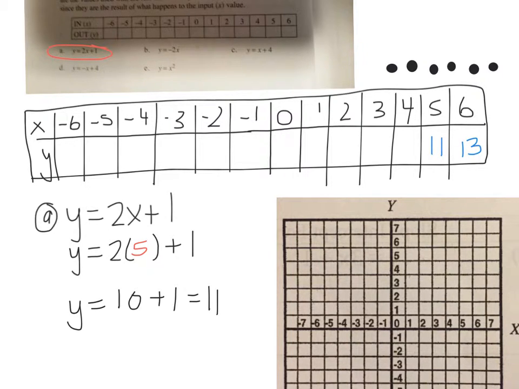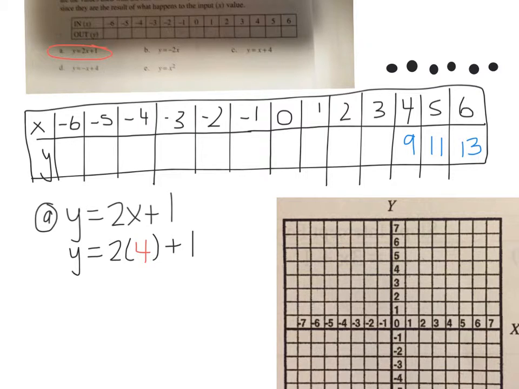Okay, let's try again. What if I put in a 4 for x? What if I put a 4 right here? I get y equals 2 times 4 plus 1. 2 times 4 is 8 plus 1. What's 8 plus 1? Oh, that's 9. So if I put in a 4, y equals 9.